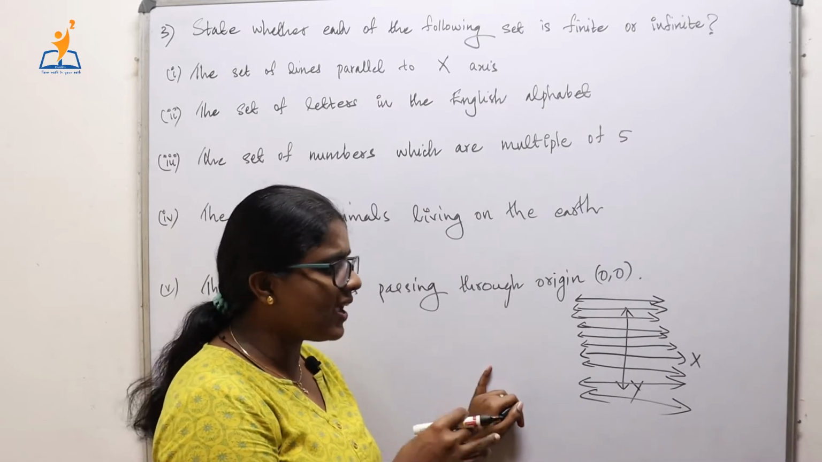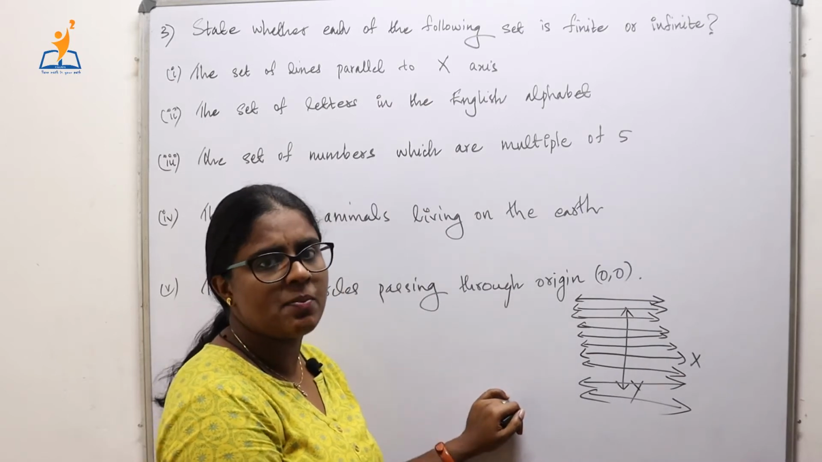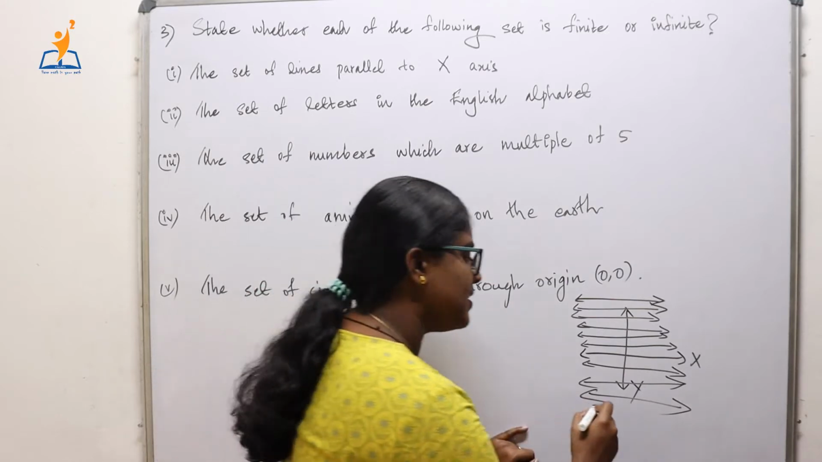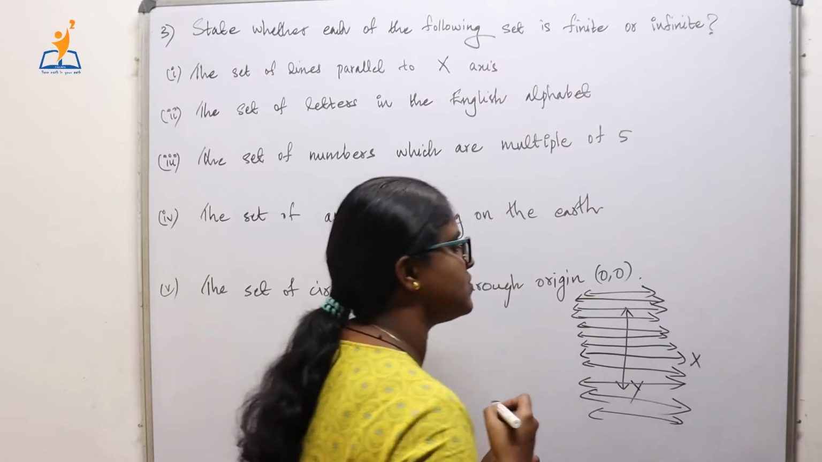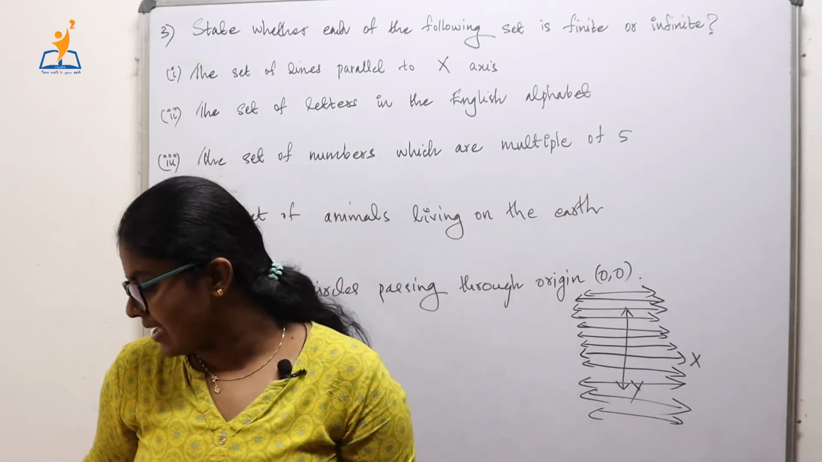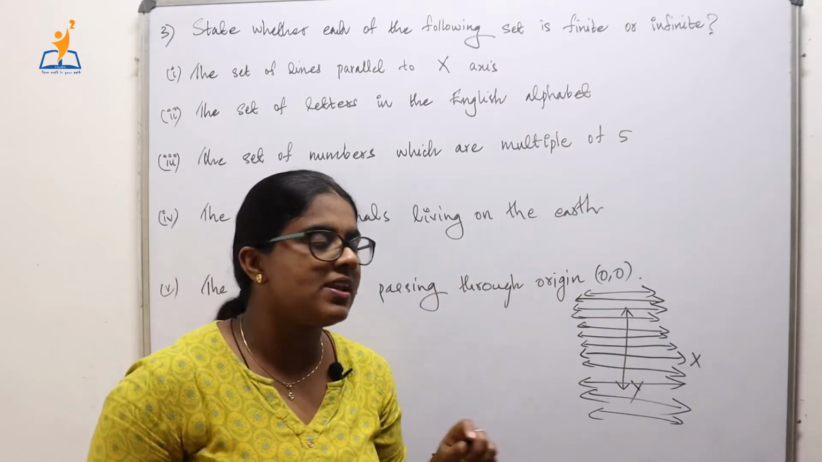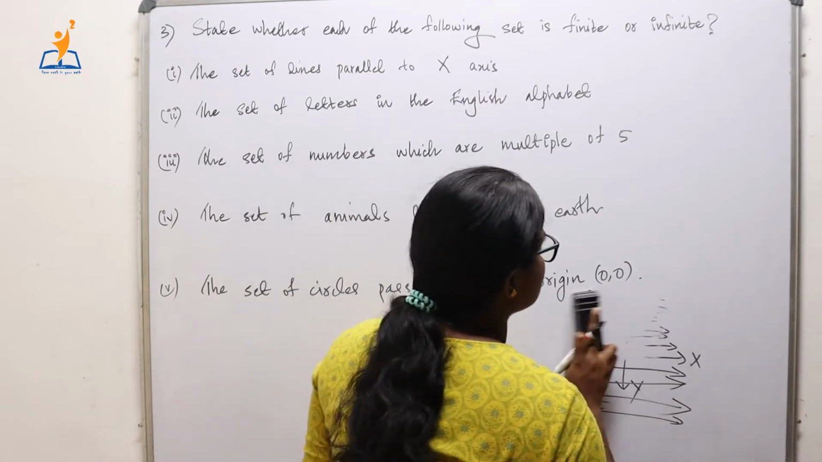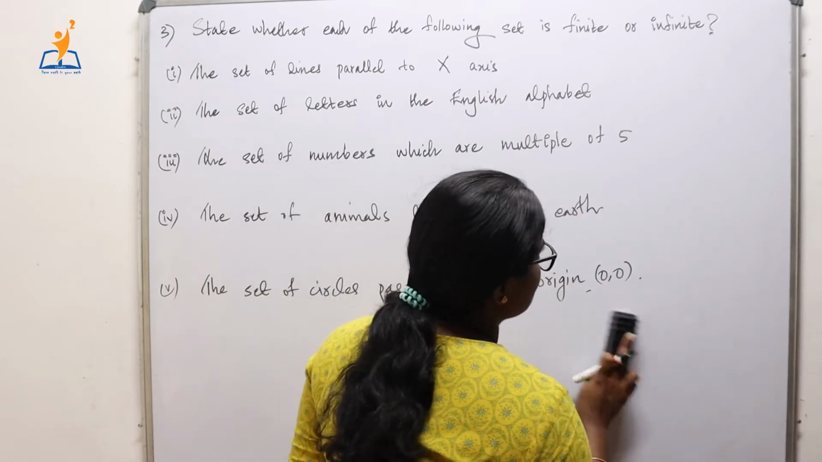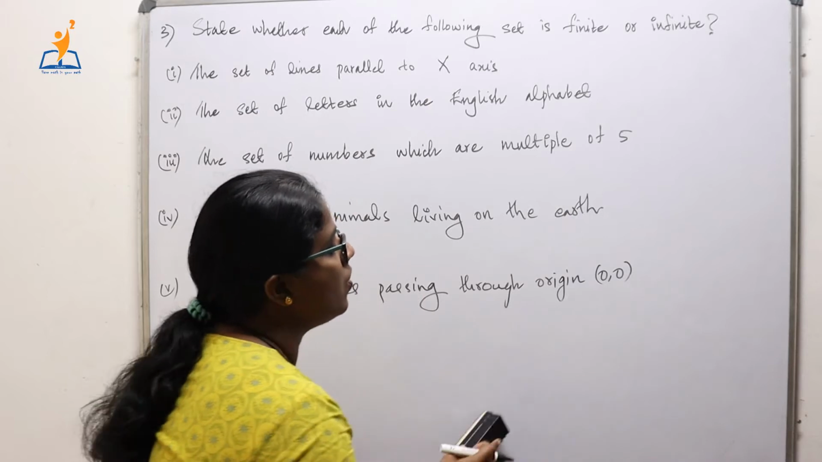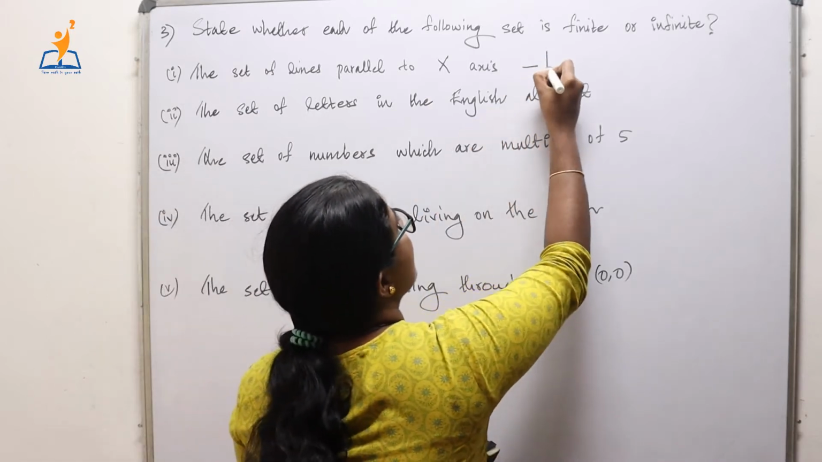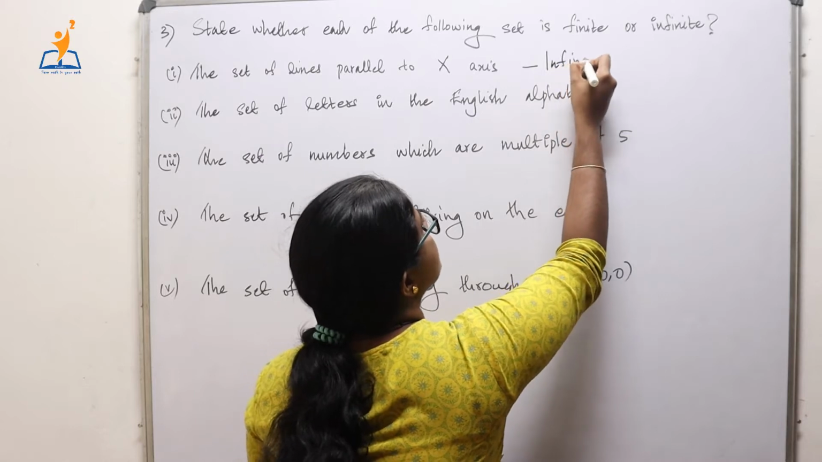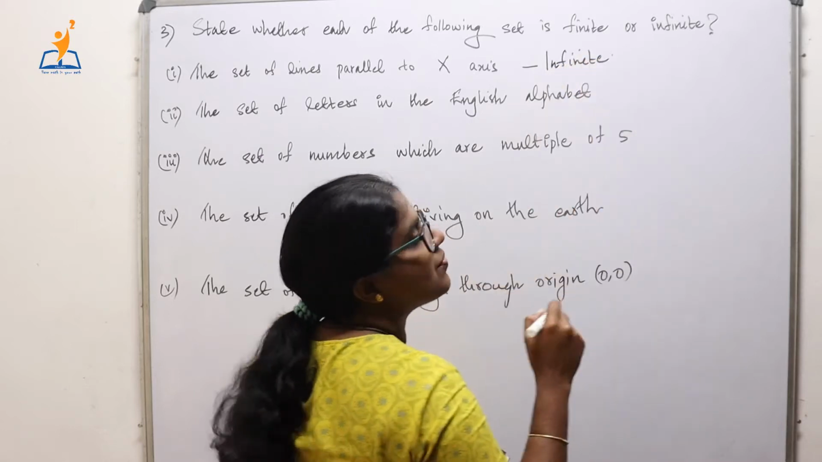So we cannot find a definite number of lines which are parallel to the x-axis. It is going like this. There are so many lines which are parallel to the x-axis, and we cannot find a definite number which is the number of lines parallel to the x-axis. So it is an indefinite number, which means this is an infinite set.